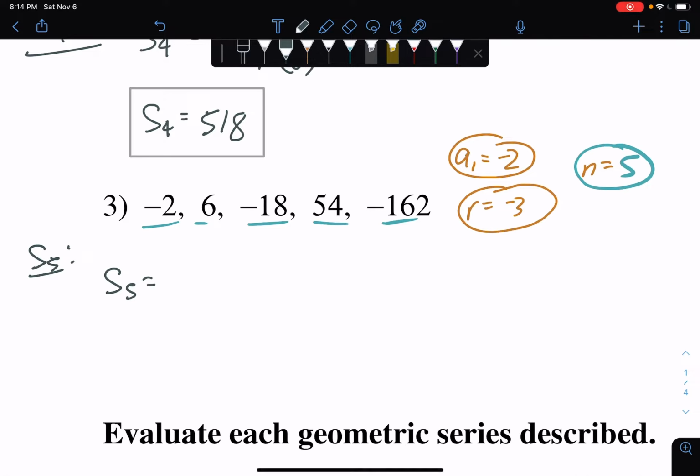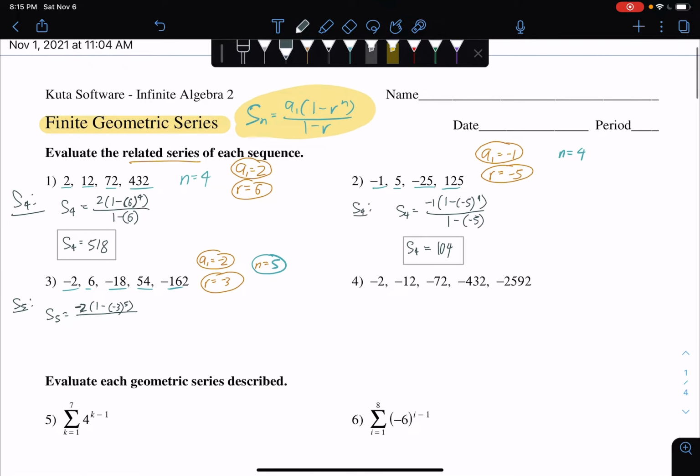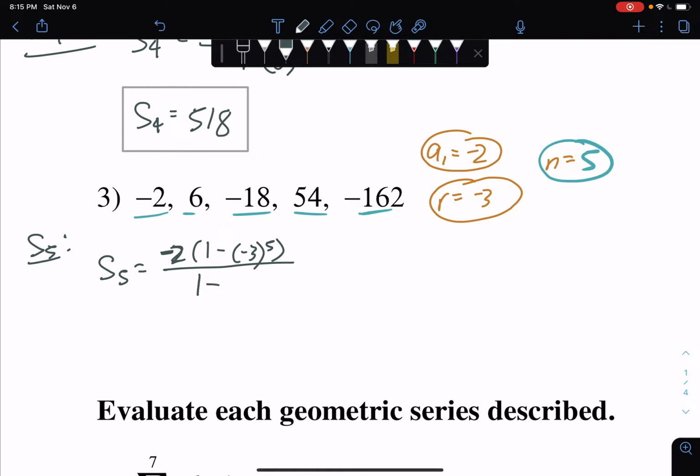S sub 5 is equal to a sub 1, which is negative 2, times the quantity 1 minus r raised to our n, which is 5. Yeah, it's a minus. Divided by 1 minus r. So, our S sub 5 is then equivalent to negative 122.